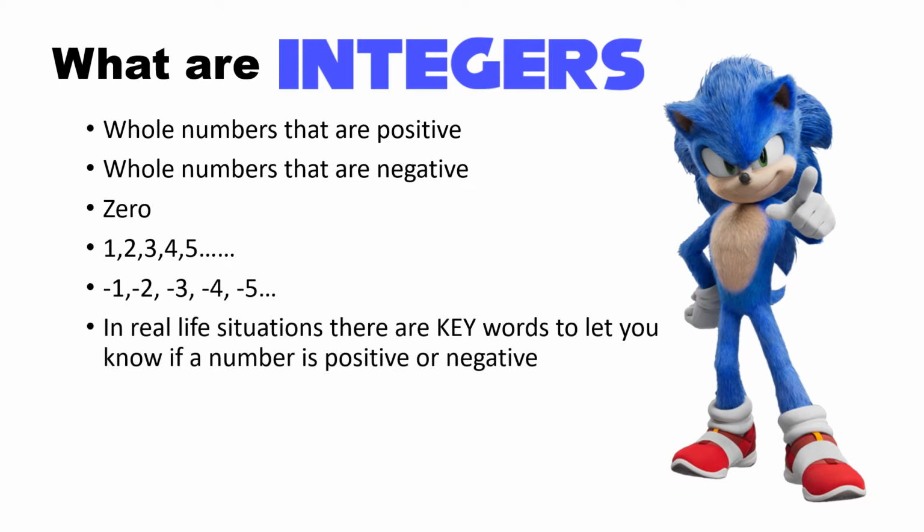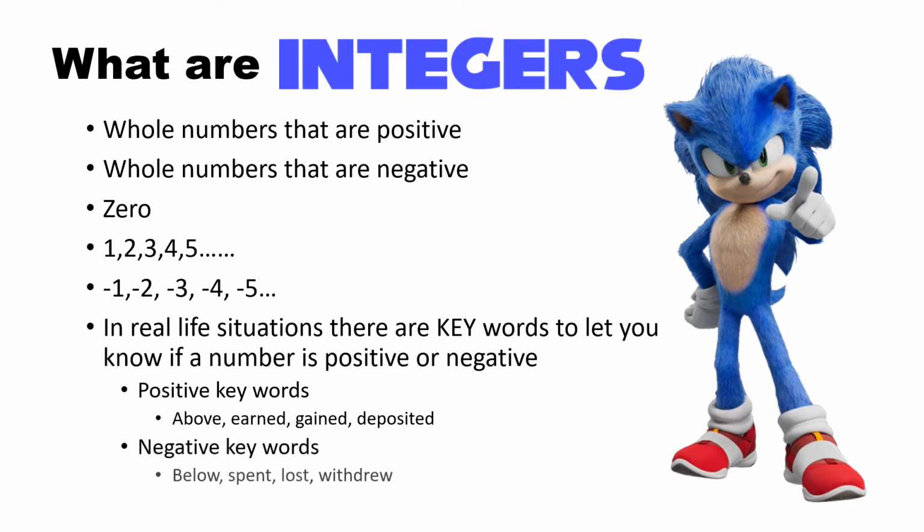Now, in real life situations, there are keywords to help you know if these integers are positive or negative. For example, with positive keywords, if you read a word problem that talks about something being above sea level or the temperature being above zero, if you earned something, gained something, deposited money, those are all indicators that we're talking about positive integers. Negative keywords include below, spent, lost, withdrew. All of those things are going to tell you that the integer they're talking about is negative.